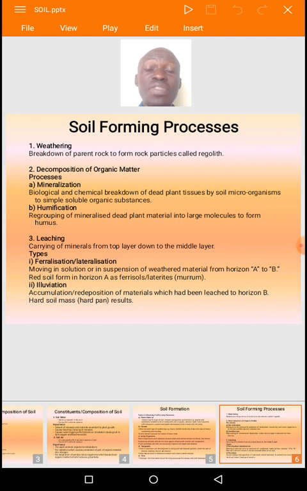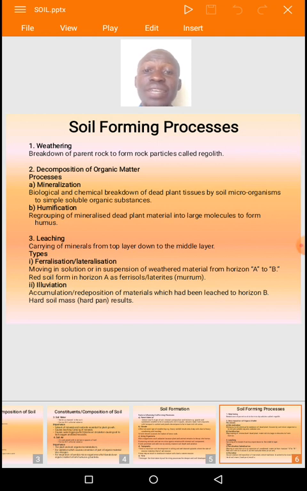We're starting with mineralization, where we have biological and chemical breakdown of plant tissues by the bacteria. There we have substances added onto the soil when these plant materials are broken down under what we call mineralization. Humification, we are saying regrouping of mineralized dead plant material into large molecules to form humus. Now the decomposition is taking place in humification.